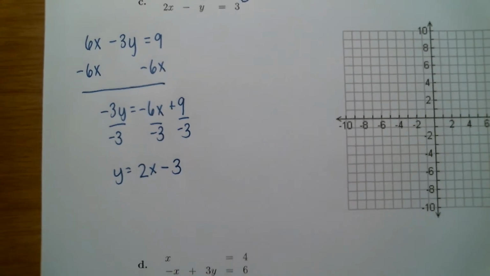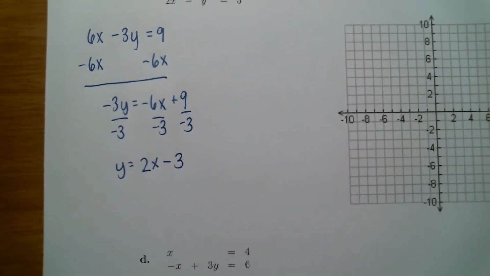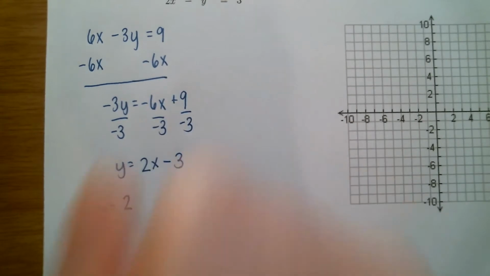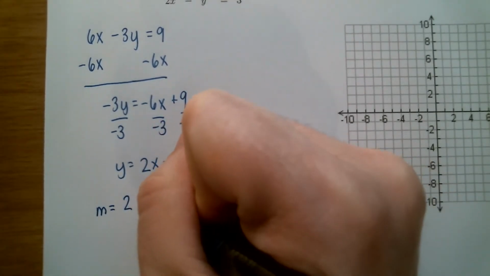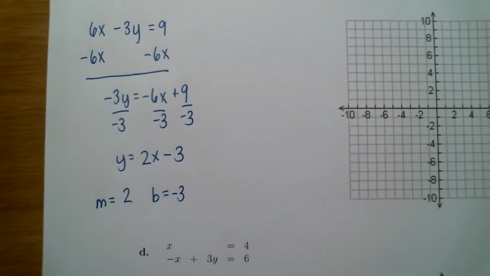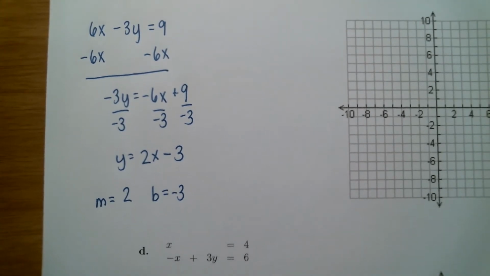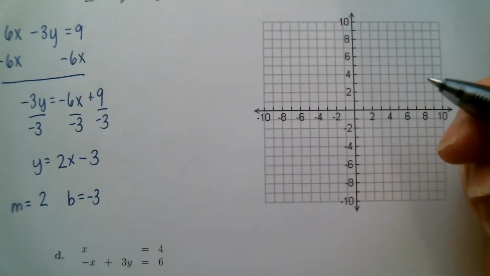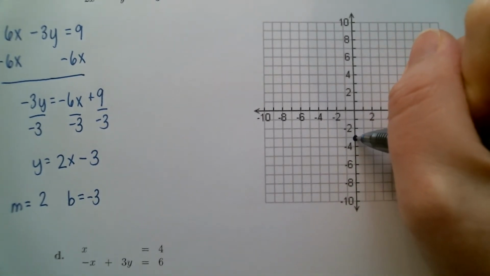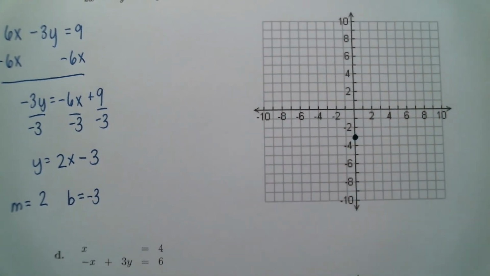So this is the equation of the first line in y equals mx plus b form. Now we can identify the slope and the y-intercept. The slope is the number in front of x, which is 2, and the y-intercept is the other number, which is negative 3. So we will go ahead and graph this line. Our y-intercept is negative 3, so look at the y-axis and find the point negative 3 on the y-axis. There's your y-intercept.